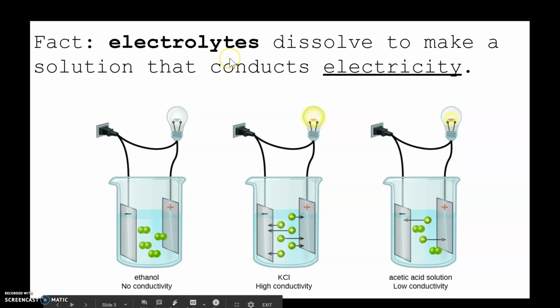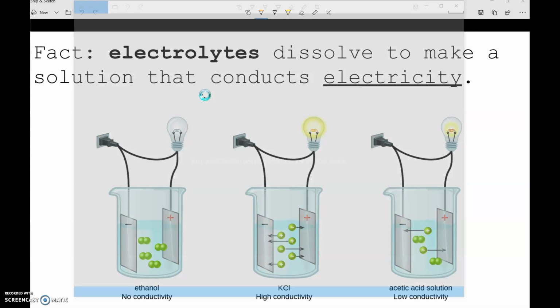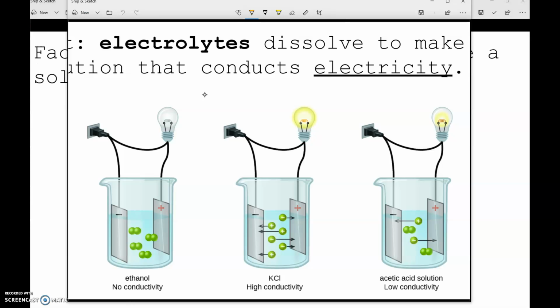Okay, so electrolytes dissolve to make a solution that conducts electricity. If you'll notice on the examples down here, on the examples, ethanol right here, the formula is C3H8O. And what happens is this doesn't break up into ions, and so they stay as molecules in the solution. So because of that, it's not going to create any electricity.